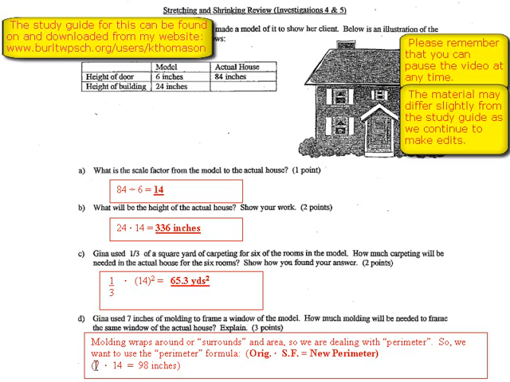Well, our original perimeter was 7 because we're using 7 inches of molding to frame the model. Our scale factor was 14, which we already found. So 7 times 14 is 98. So it's going to take 98 inches of molding to frame the actual window of the actual house. Alright, this concludes number 1 for the Stretching and Shrinking Test 2 review.